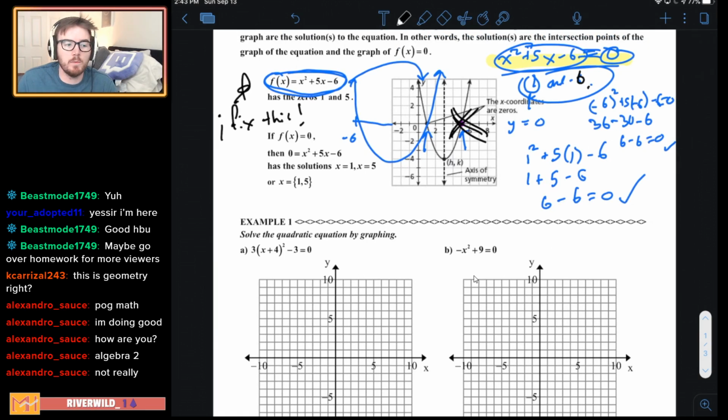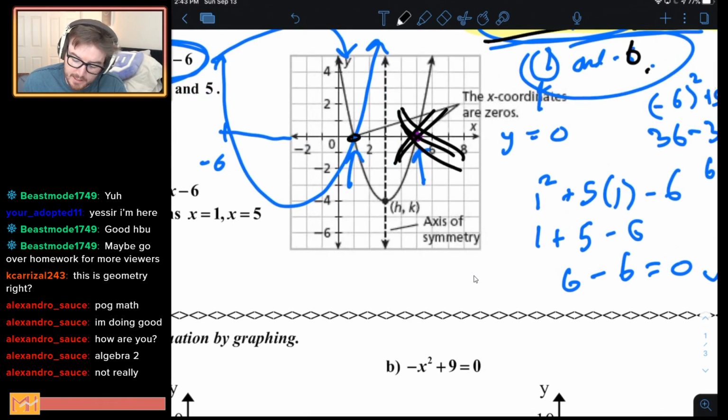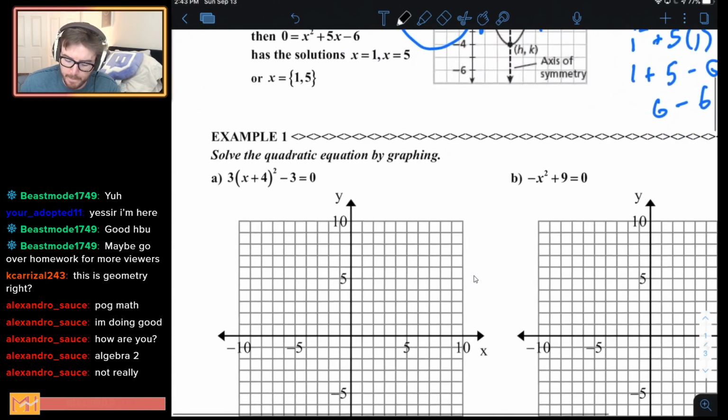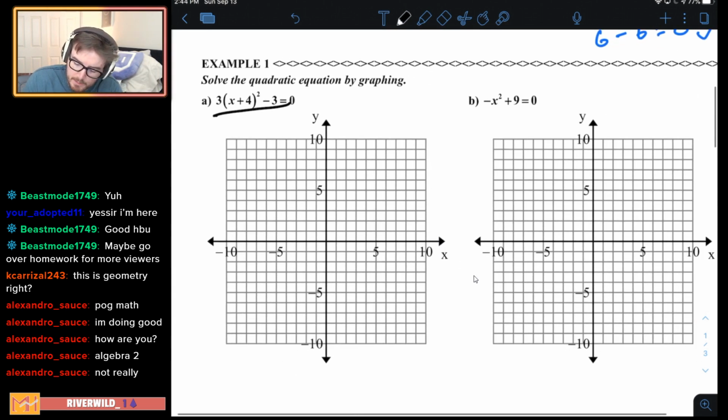Nonetheless, let me say that sentence one more time. If you are setting an equation equal to 0, the solutions are the points at which your graph crosses the x-axis. Those are referred to as the zeros. So look at this function right here. What's happening to that function? It's been moved left 4, down 3, and it's been stretched by a factor of 3. So it's super skinny like so.